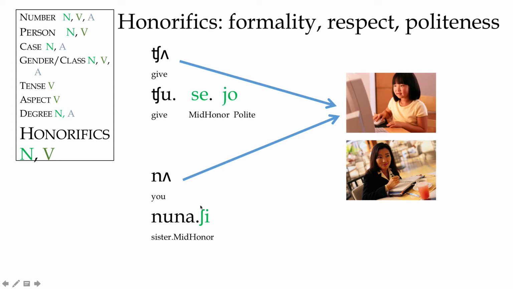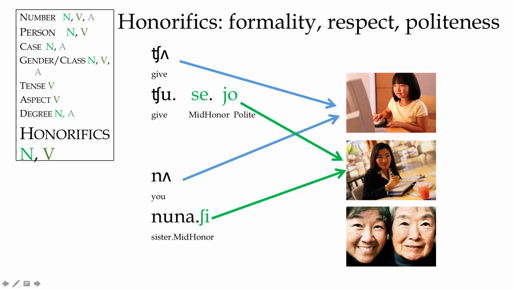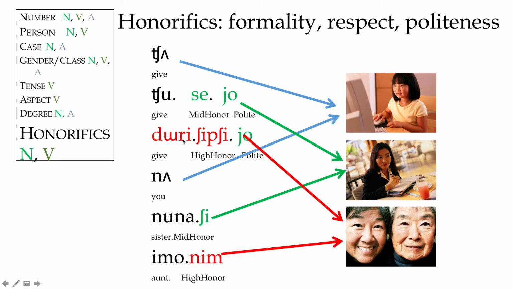So 누나 could be a woman who's slightly older than me, kind of a sister role, and she would be showing a mid-level of honor. So these would be forms I would use to talk to her. Then if I was going to be talking to an elderly person, I would have to use something completely different. I would say duri, I would use a different suppletive root for give for a respected person. Shipshi would be a high honor marker, and then yo would indicate politeness.